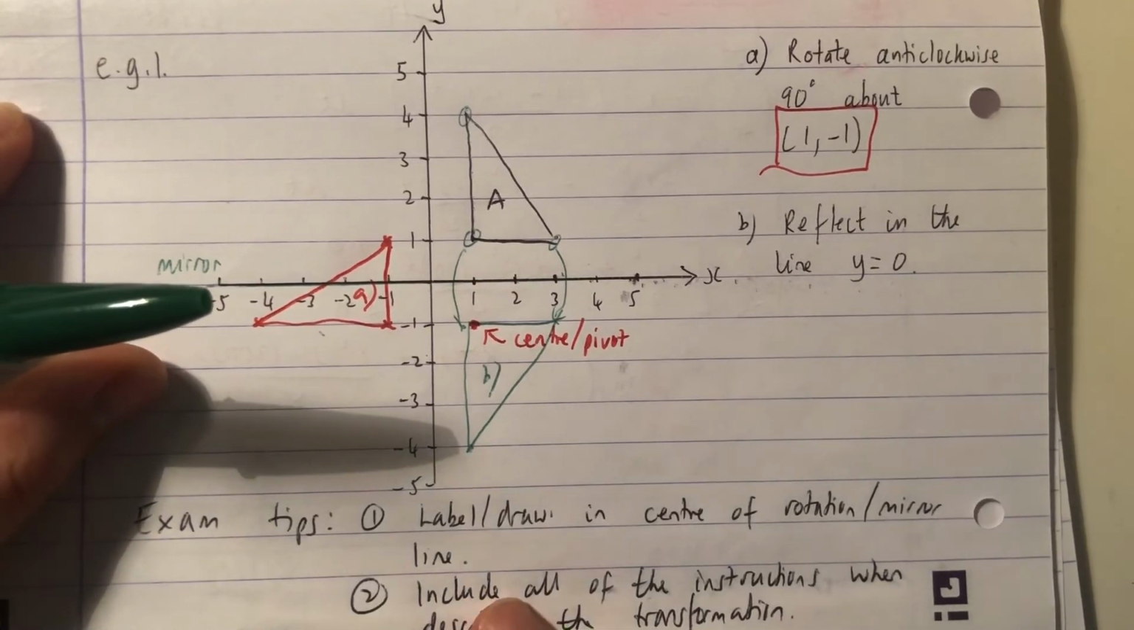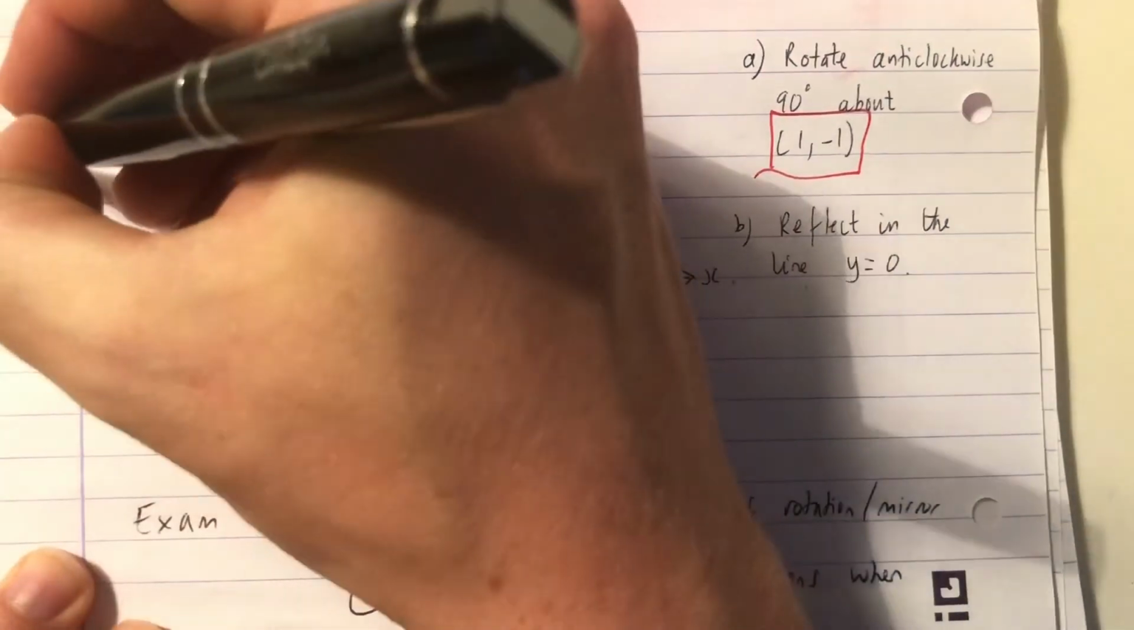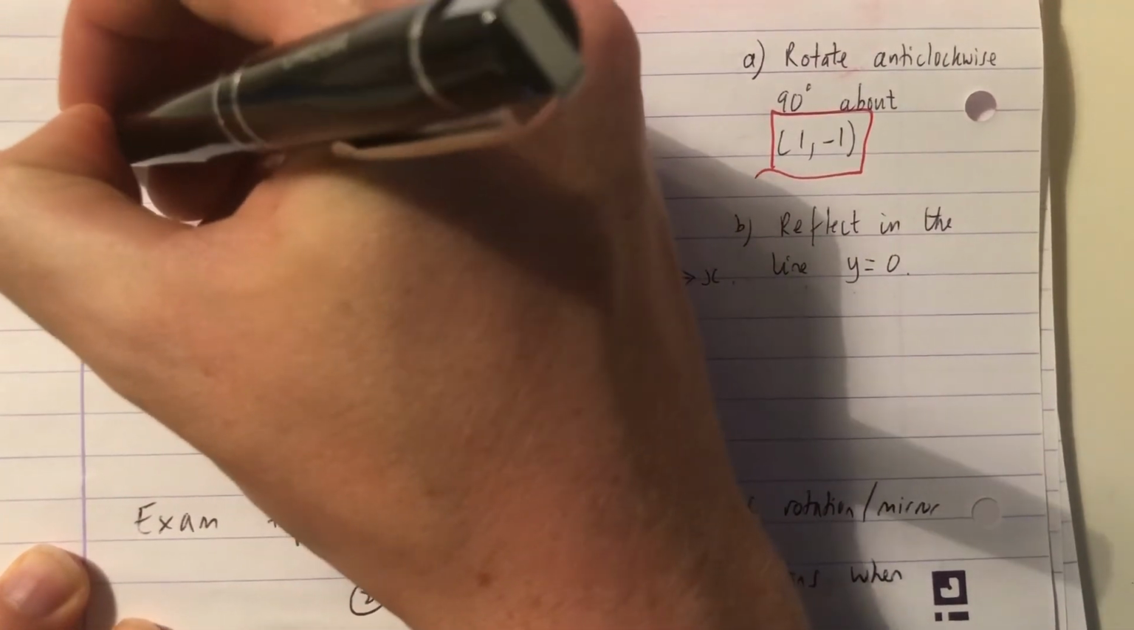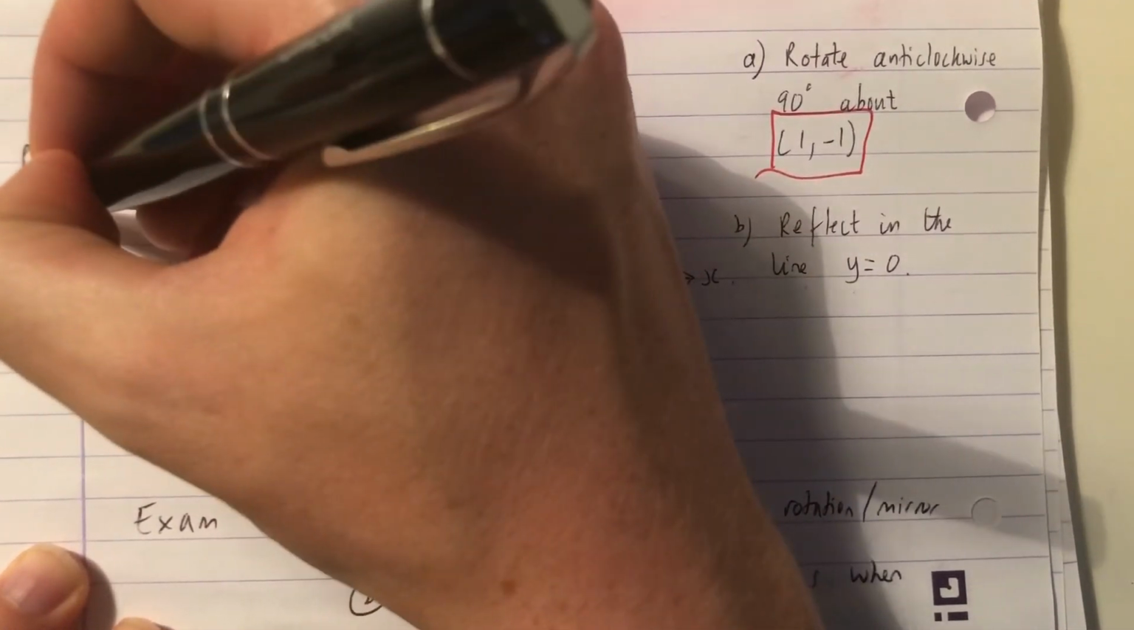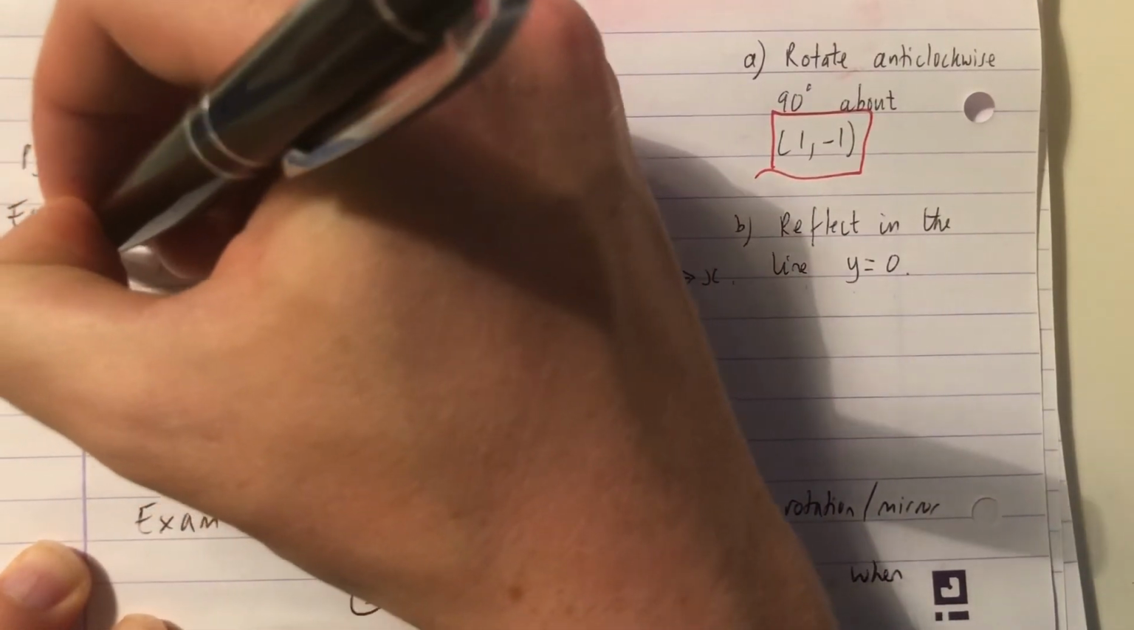The questions I'd like you to complete: exercise 2 star, which starts on page 343. And just do the evens.